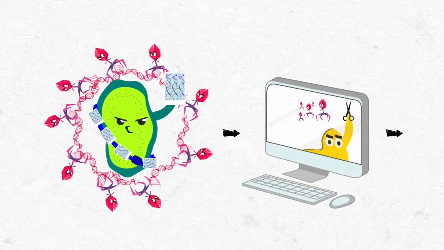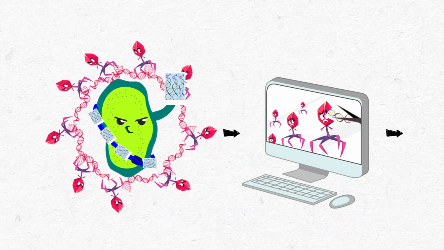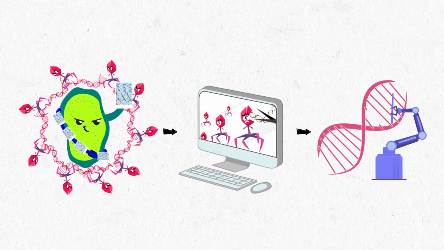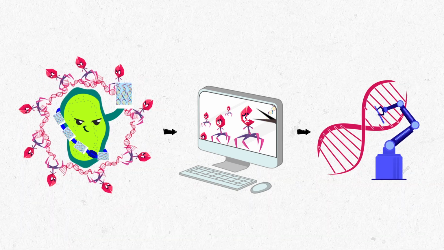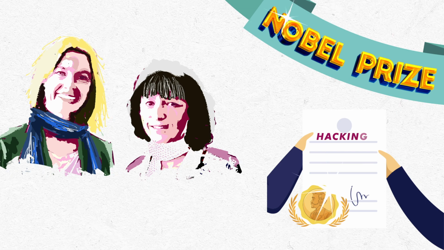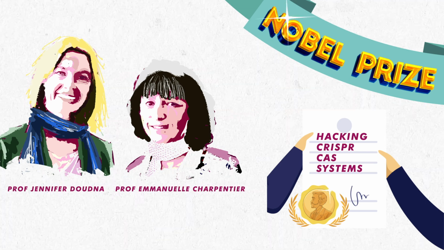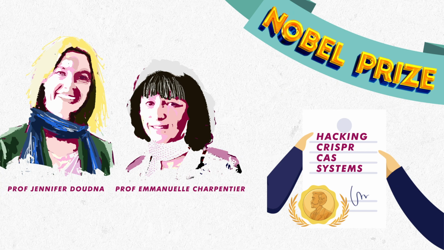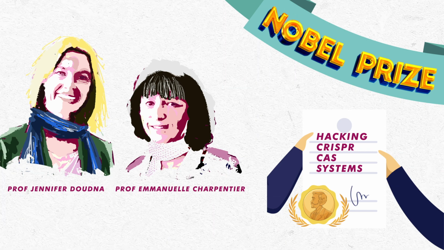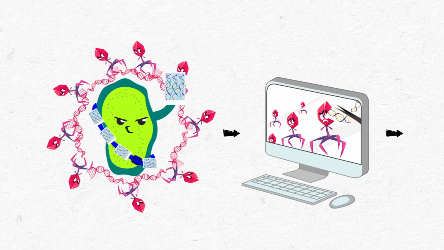The molecular details of how this process works and then the modification of this system so that now scientists could use it to edit specific areas of a DNA sequence led to the Nobel Prize in 2020. The Nobel Prize in 2020 was awarded to the two scientists who discovered a way to reprogram these molecular scissors to cut at a very specific place in the genome.